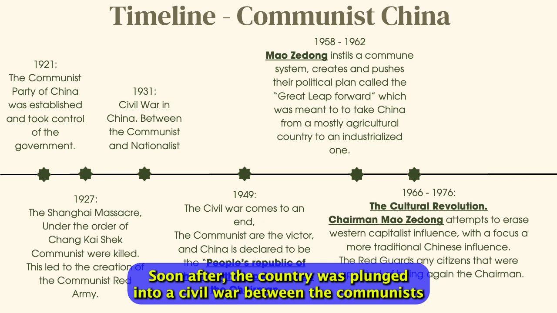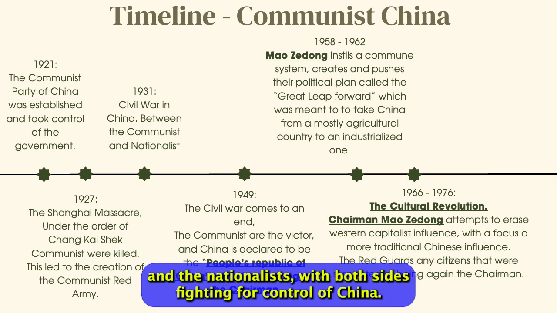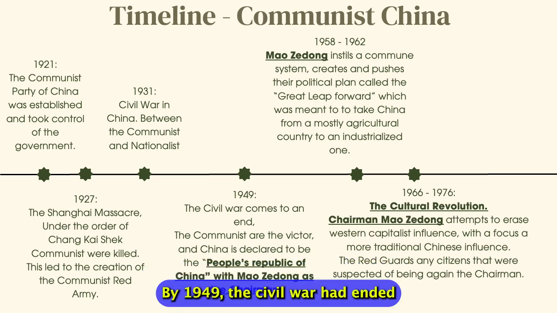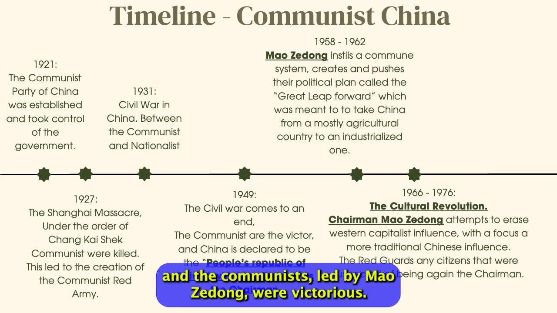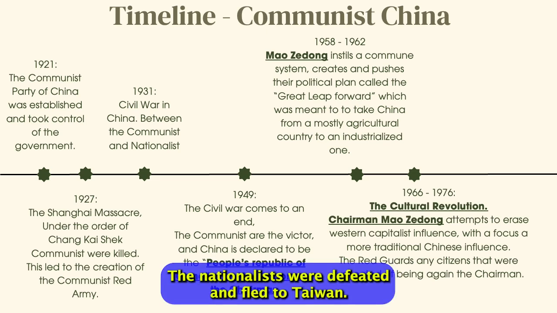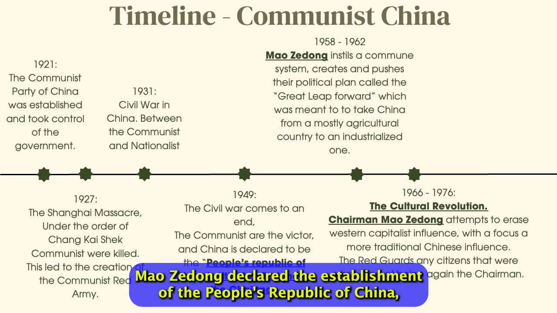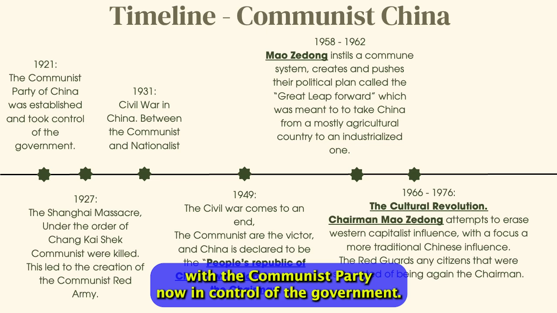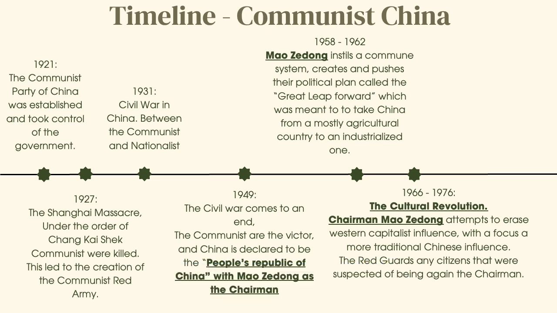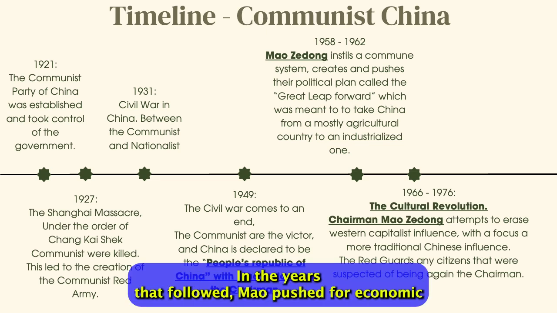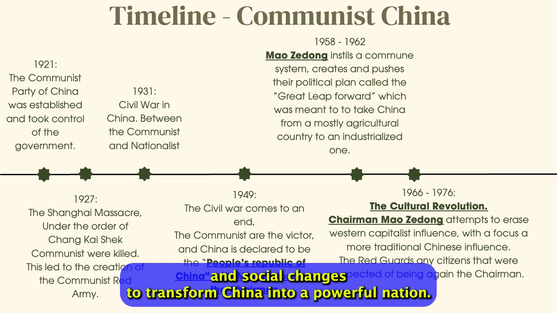Soon after, the country was plunged into a civil war between the Communists and the Nationalists, with both sides fighting for control of China. By 1949, the civil war had ended, and the Communists, led by Mao Zedong, were victorious. The Nationalists were defeated and fled to Taiwan. Mao Zedong declared the establishment of the People's Republic of China, with the Communist Party now in control of the government. In the years that followed, Mao pushed for economic and social changes to transform China into a powerful nation.